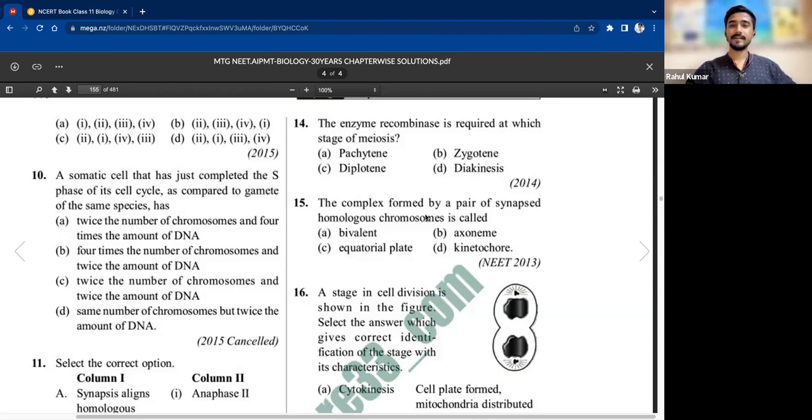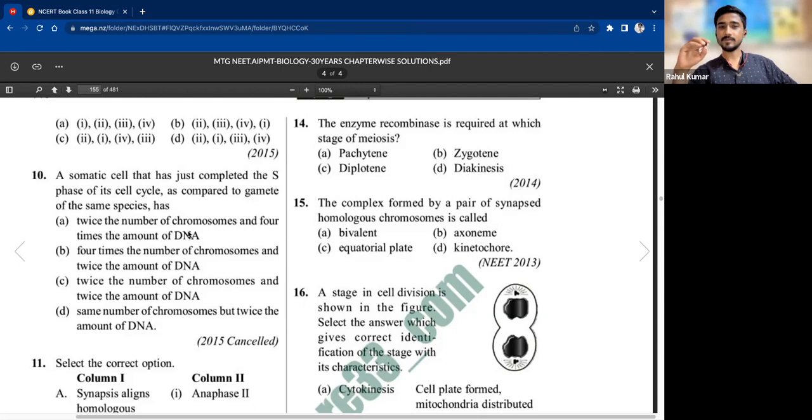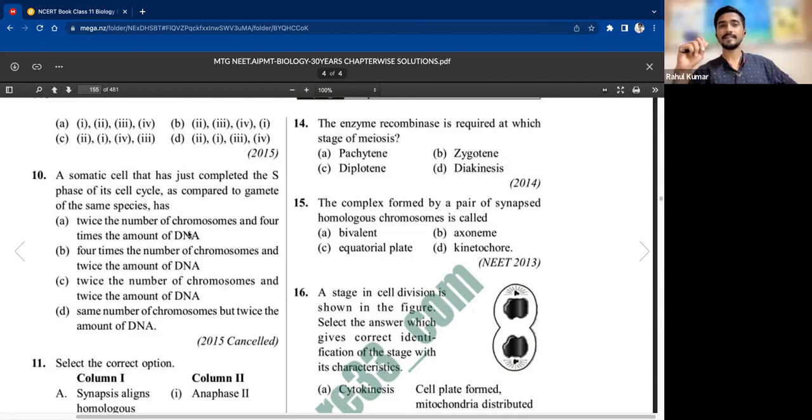Iram, justify. It's because the DNA content of the cell doubles during the S phase, while the number of chromosomes remains the same. So the somatic cell that has just completed the S phase of its cell cycle, as compared to a gamete of the same species, has twice the number of chromosomes and 4 times the amount of DNA. The gamete is haploid and a somatic cell is diploid.